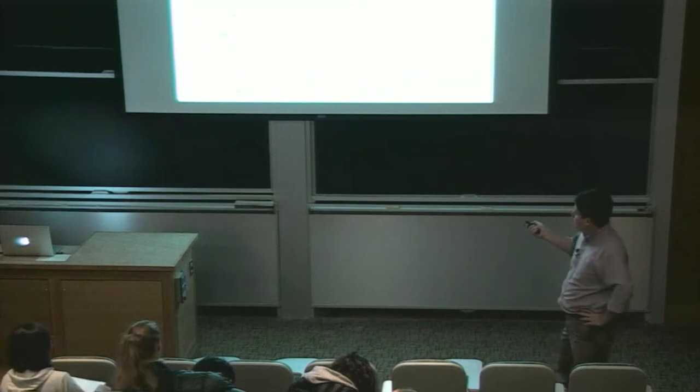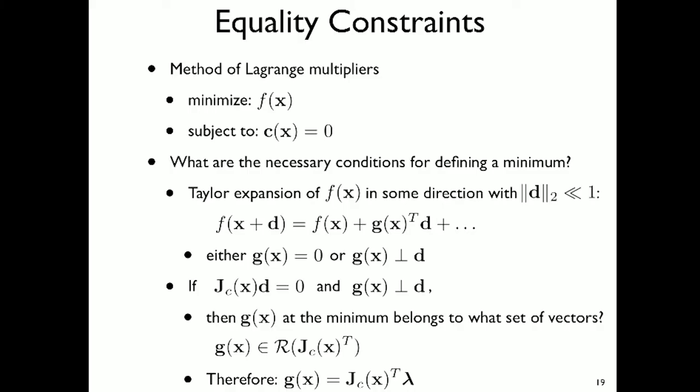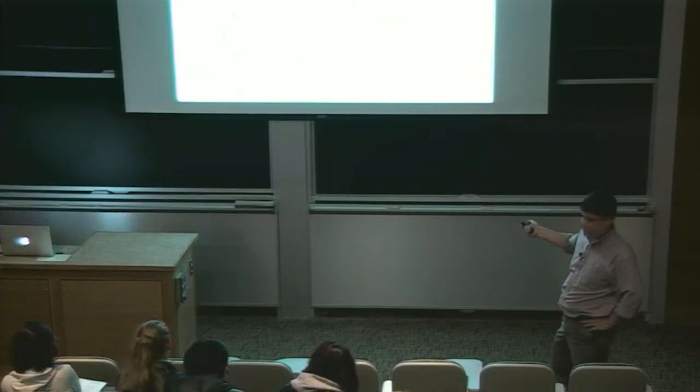So if JD is 0, then D belongs to the null space. G is perpendicular to D. That means I could write G as a linear superposition of the rows of J. So G belongs to the range of J transpose, or the row space of J. Those are equivalent statements. Therefore, I should be able to write G as J transpose times some other vector lambda. That's an equivalent way of saying that G is a linear superposition of the rows of J.